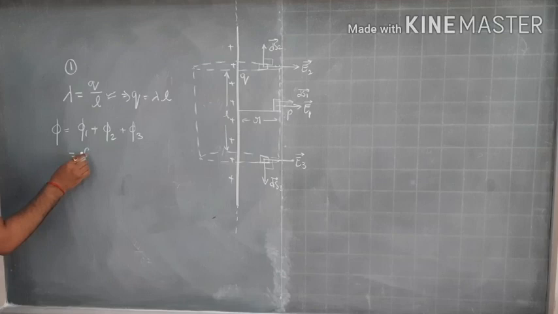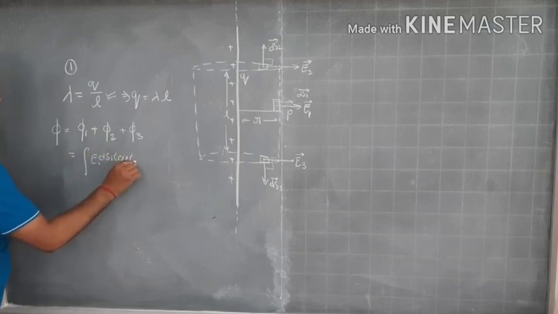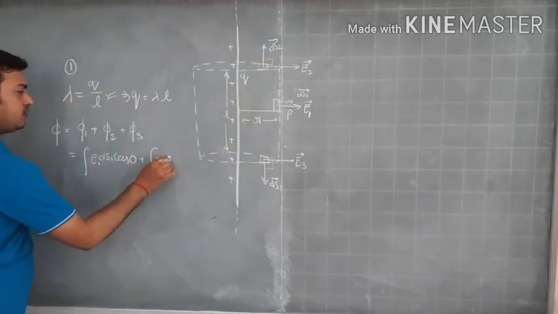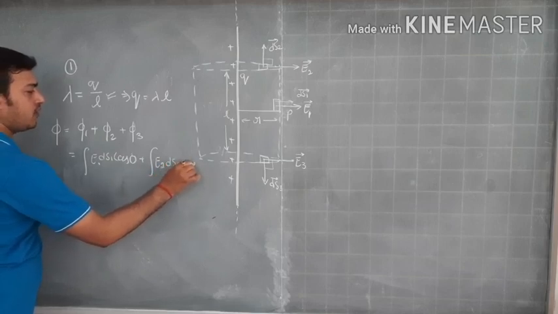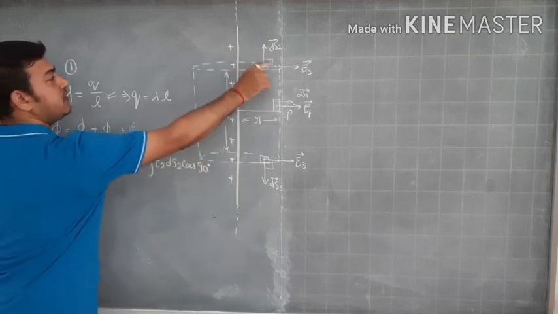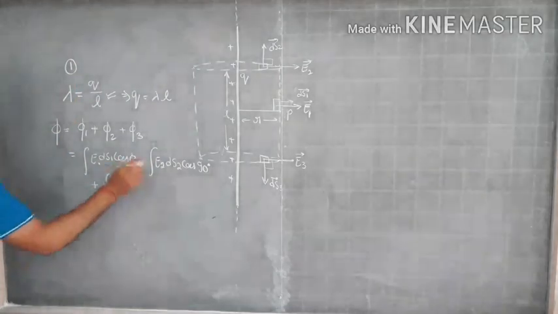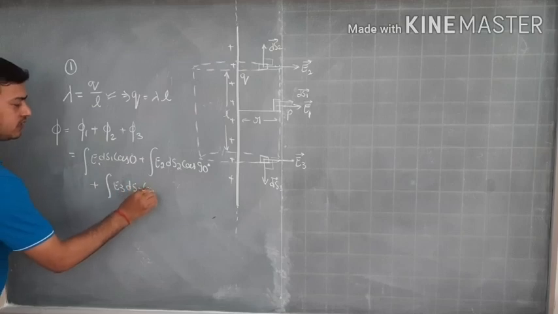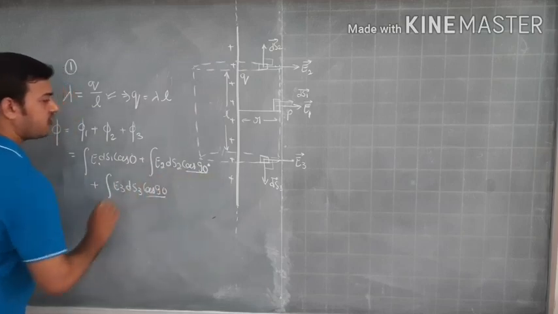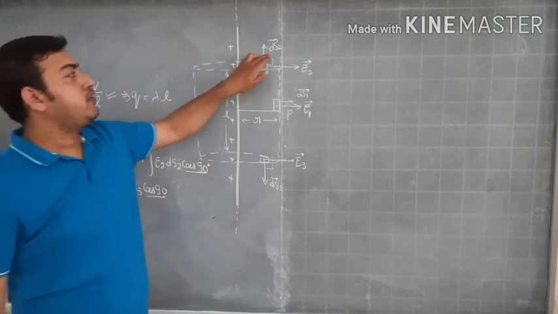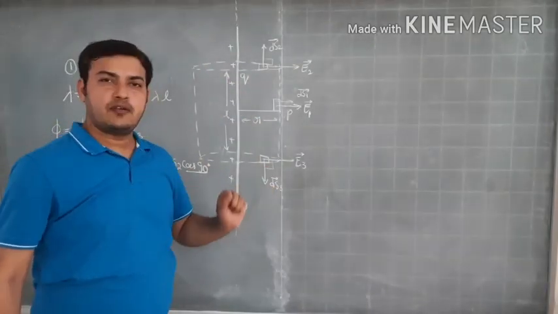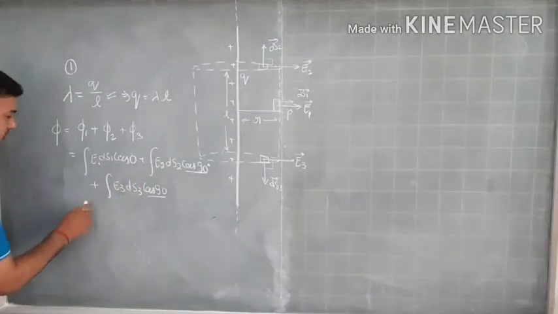Now we will apply the formula. This is E ds1 cos 0, because these two are parallel. For this surface, we will write E2 ds2 cos 90, as the angle between E and ds is 90, plus for this surface it will be E3 ds3 cos 90. The value of cos 90 is 0. It means there will be no flux associated with the top circular surface and the bottom circular surface. So these two terms will be 0.